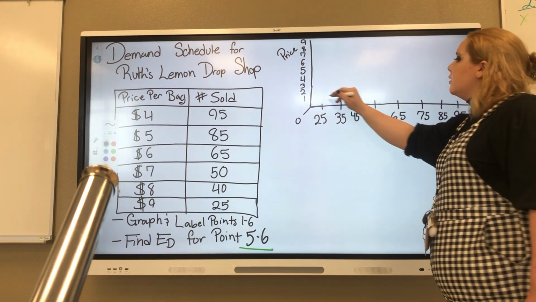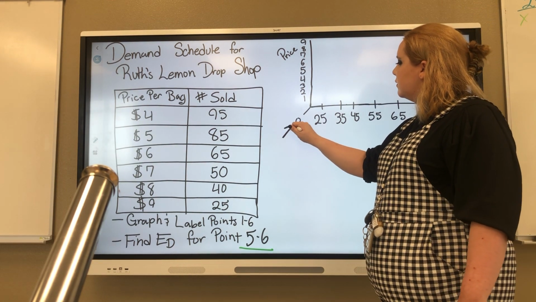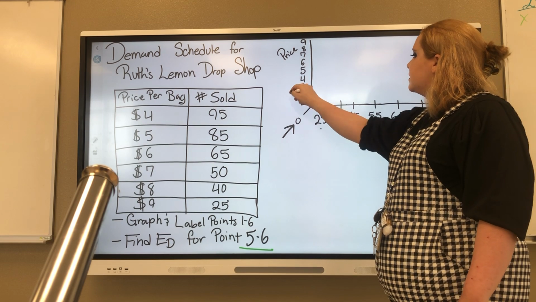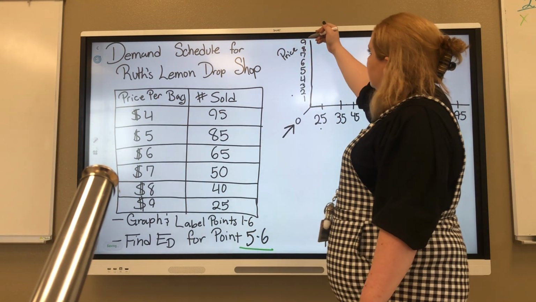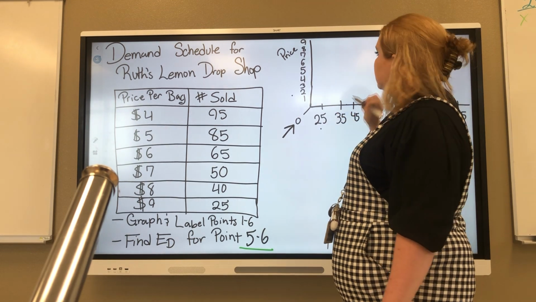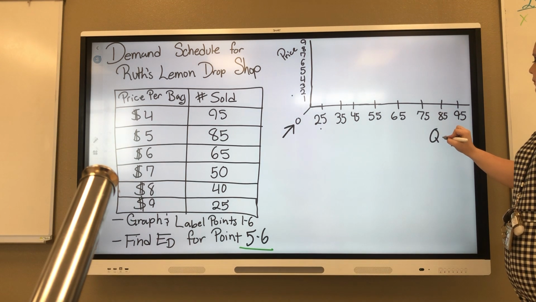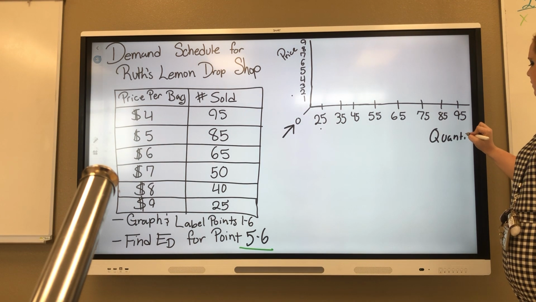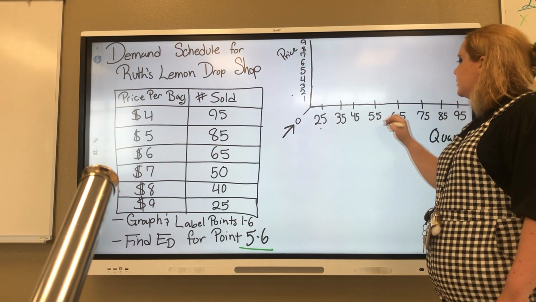Remember, when we are making our graph, because 0 is right here in this big old corner, your lowest numbers are going to go on either side. So for anything in the price section, all your numbers are going to go on this side from lowest to highest. Down here for the quantity section, you're going to put all the other numbers from lowest to highest.